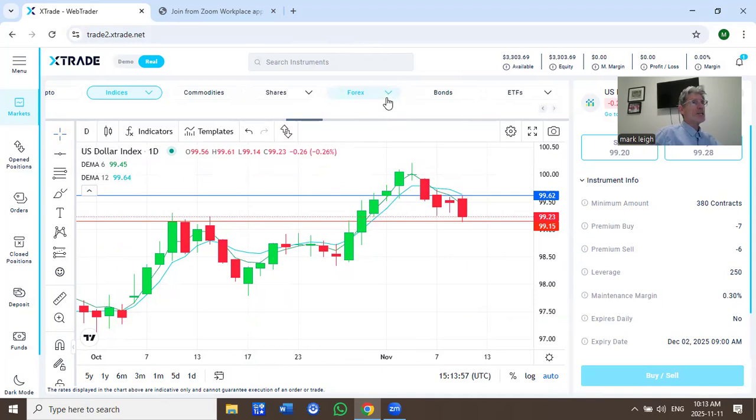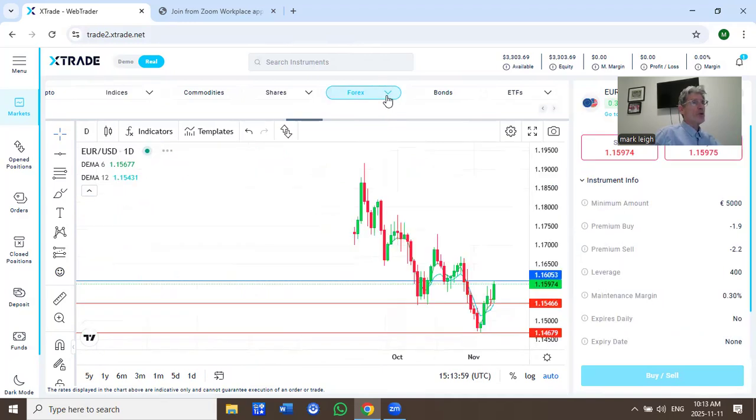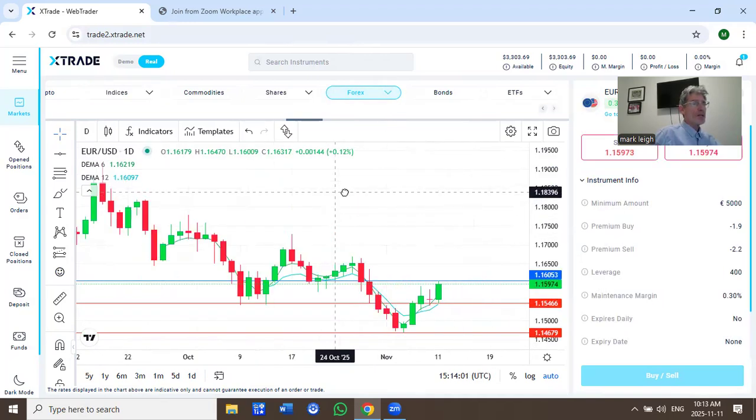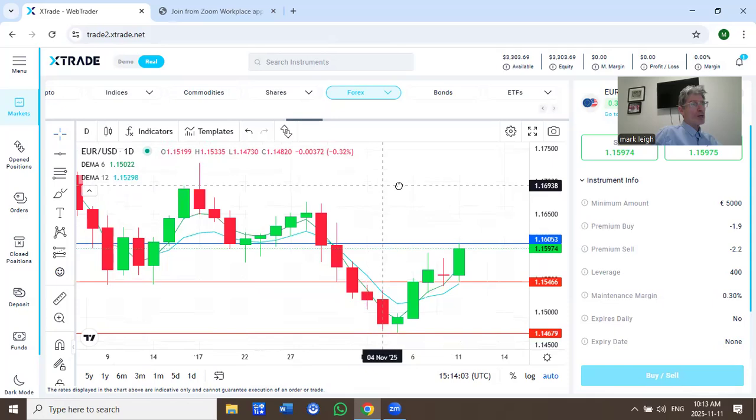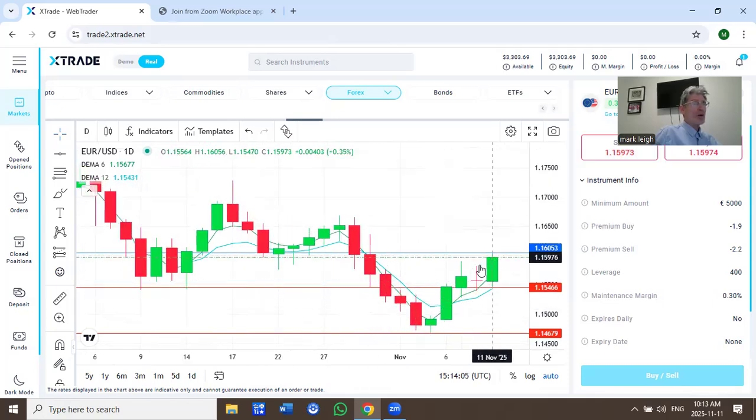Let's have a look at the majors and see how they're performing, starting on the Euro US. And there you see the dollar weakness on the euro. That's buying euro, selling US dollar, green candlestick. I've got support at 115.46. I've got resistance at 116.05. Uptrend intact. EMA is pointed to the upside.